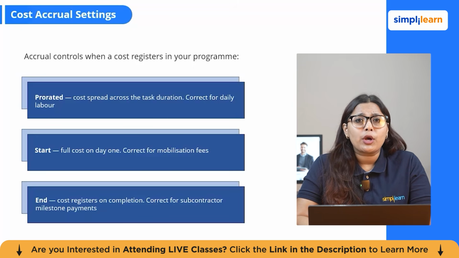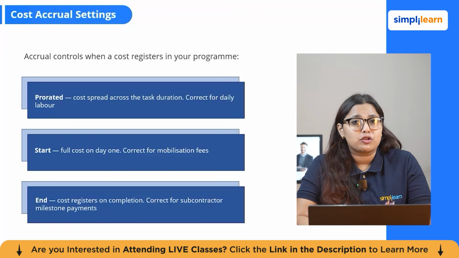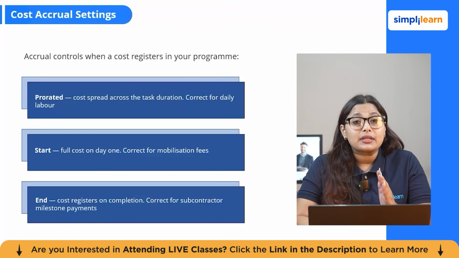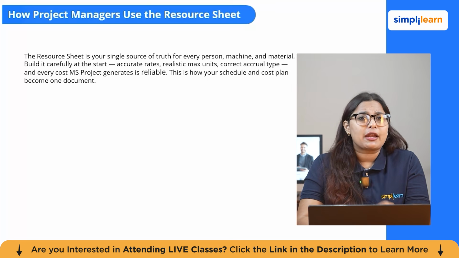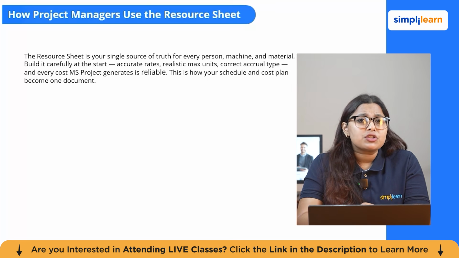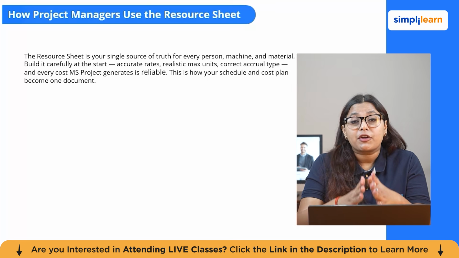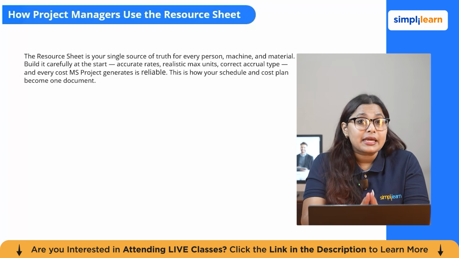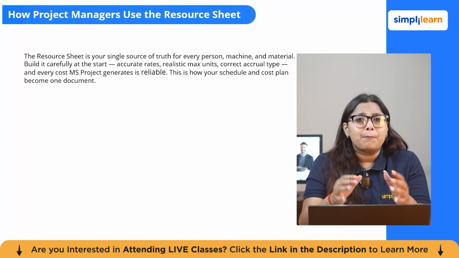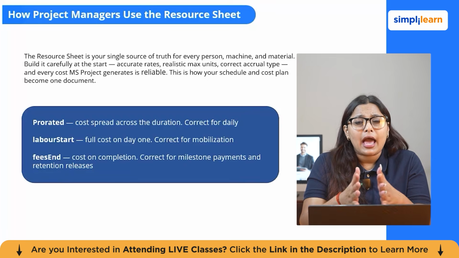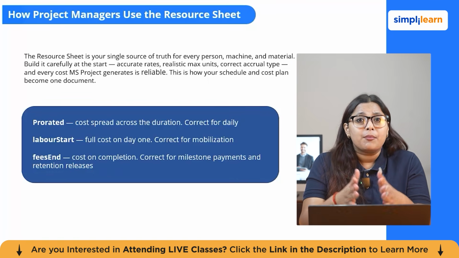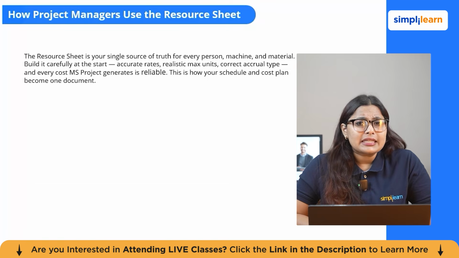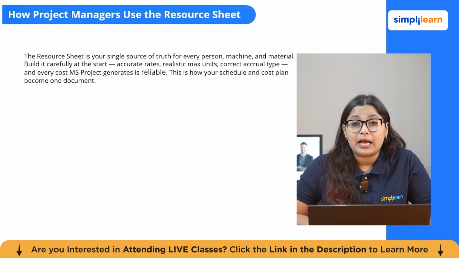And in this demo, we are going to build a full resource sheet for your project, with all three types and with correct rates, max units, and accrual types. Now let's see how the project manager uses the resource sheet. The resource sheet is your single source of truth for every person, machine, and material involved in the entire project. Building it carefully at the start, with accurate rates, realistic max units, and the correct accrual types, means that every cost figure MS Project generates is reliable. And this is how the schedule and the cost plan become one document.